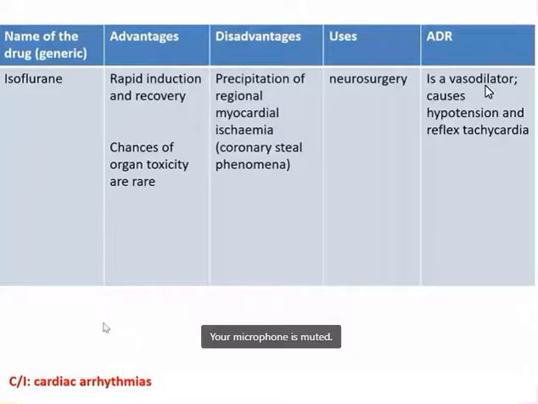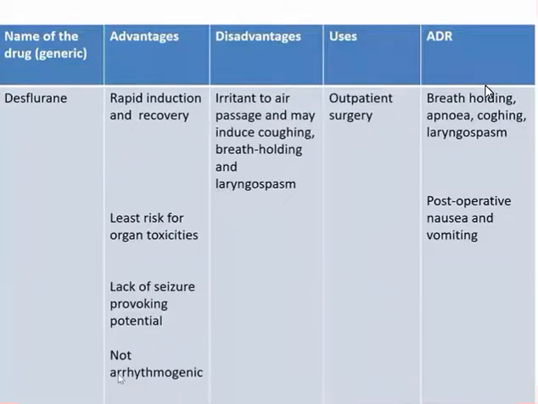Next drug is desflurane. Again, they have rapid induction and recovery. They also lack seizure provoking potential, so they can be safely used in patients with epilepsy, and they are also not arrhythmogenic in nature. However, they are irritant to air passages. When a drug becomes an irritant to air passages, it can induce coughing, breath holding can occur, and laryngospasm can occur.